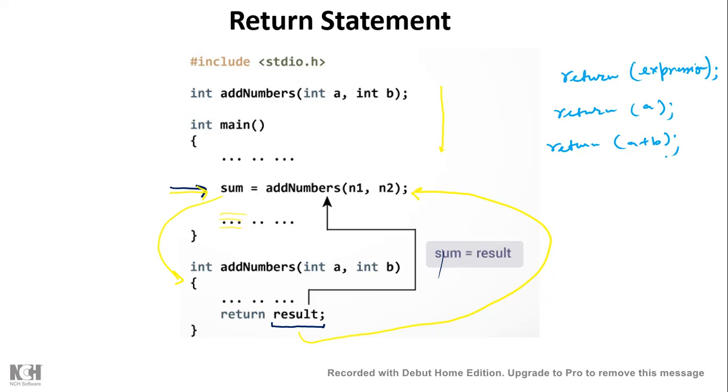The type of value returned from the function and the return type specified in the function prototype should match. Suppose in this same example, in the prototype we have written that this function has a return type integer. So here the result should be of integer type. Whatever you want to return by the function, you need to specify here and here. Suppose you want to return a floating point value, then you will write float add numbers at the time of the prototype and the definition of the function.